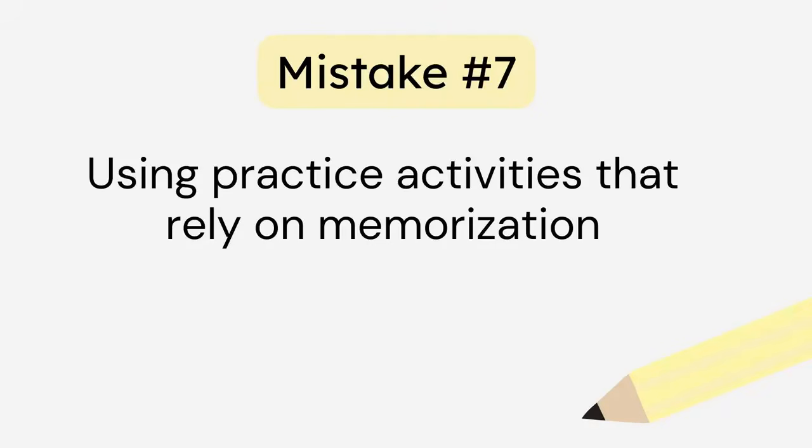Finally, mistake number 7 is using practice activities that rely on memorization. Writing a word 5 times each. Rainbow writing. These practice activities can treat spelling as a memorization task rather than a language task. Meaningful spelling practice looks different. Spelling dictation, sound mapping, word ladders, writing word sums using word matrices. These activities engage students with the actual structure of words, which is what builds lasting orthographic memory.